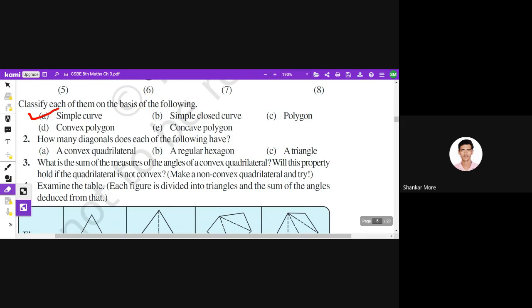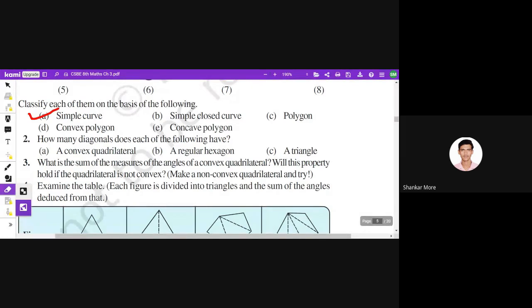Okay. So you need to draw a regular hexagon and tell me how many diagonals it has. How many diagonals it will have? It will have nine diagonals, right? A regular hexagon will have nine diagonals, students. If you're not very sure, you can just draw it and try to draw all the diagonals and count them. So it will be nine.